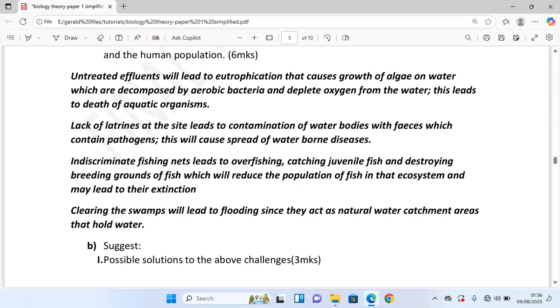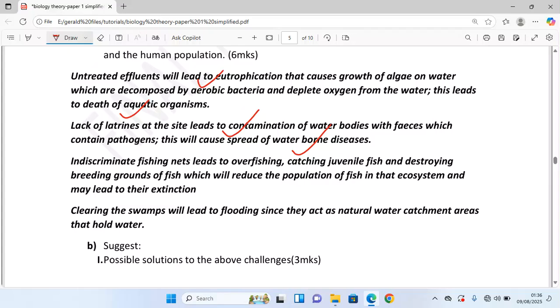Then that's what we are looking at. So we have seen our point having the activity, the effect it causes to the environment, and then in the middle the explanation of how it happens. Then here we have lack of latrines at the sites leads to contamination of water bodies with feces, which contain pathogens that will lead to spread of waterborne diseases. Pathogens that cause those diseases, and therefore these pathogens can be spread to people through the water when they drink it. Those are waterborne diseases.